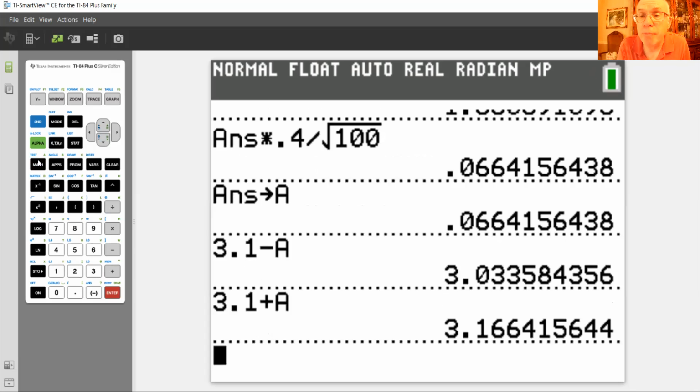So I could say something like I'm 90% sure that for this particular sample, the true population mean is somewhere in between 3.034 and 3.166. I was rounding to 3 decimal places. All right, that's it. That's all there is to it. Pretty easy, I hope. I hope you find this easy.